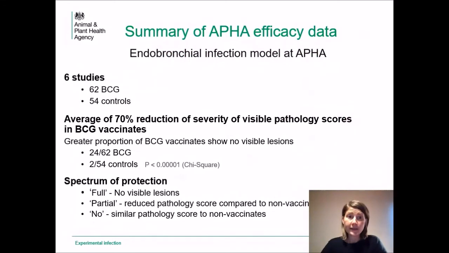At APHA, 6 studies have taken place looking at the efficacy of BCG vaccination, and they showed an average reduction of 70% in severity of visible pathology scores in BCG vaccinates. We see a spectrum of protection. So there are some animals that are fully protected and have no visible lesions. There are animals that are partially protected, where we see a reduced pathology score compared to the non-vaccinates. And then there are some animals that are not protected at all and show a similar pathology score to the non-vaccinates.